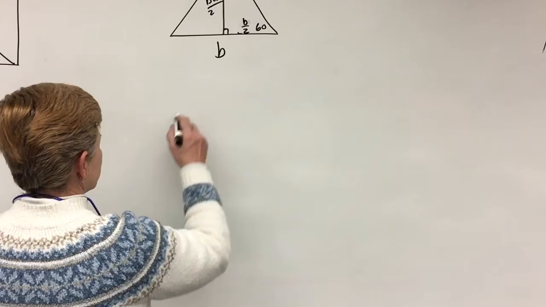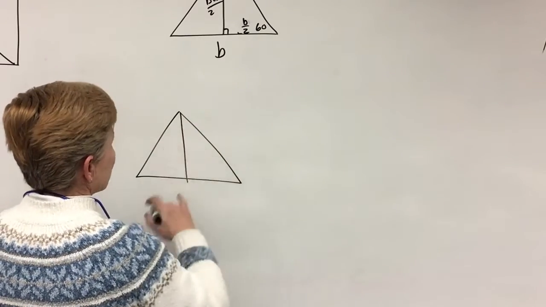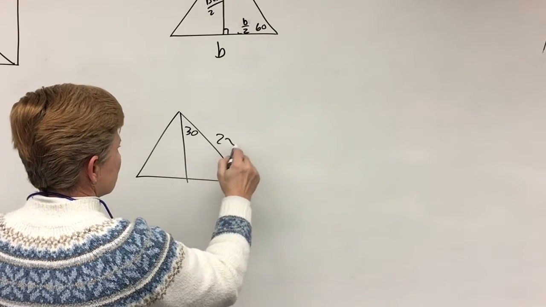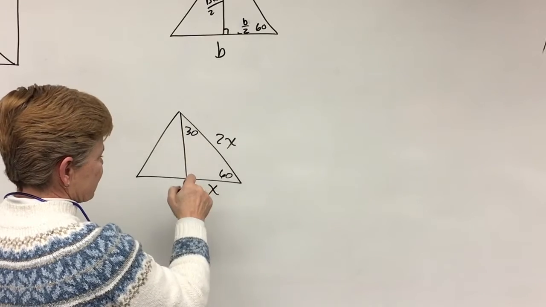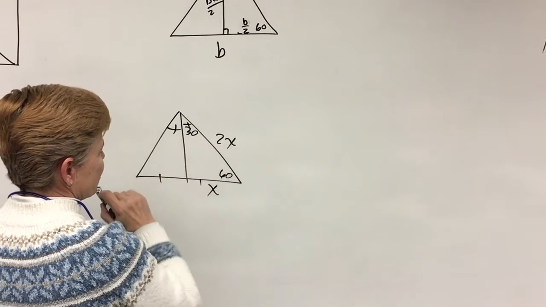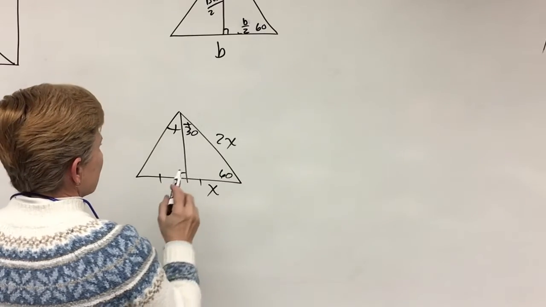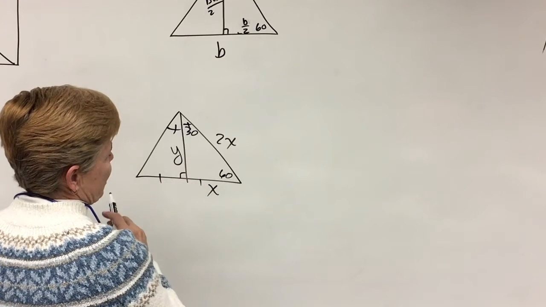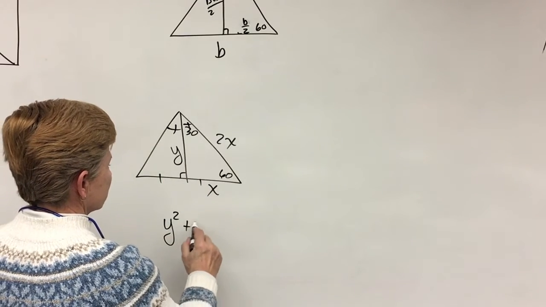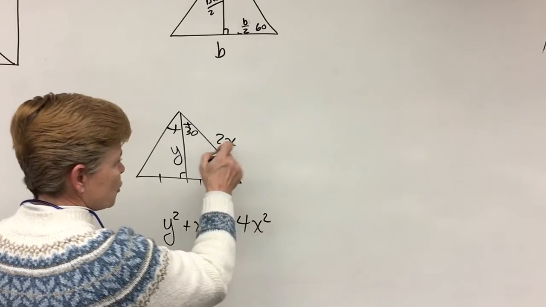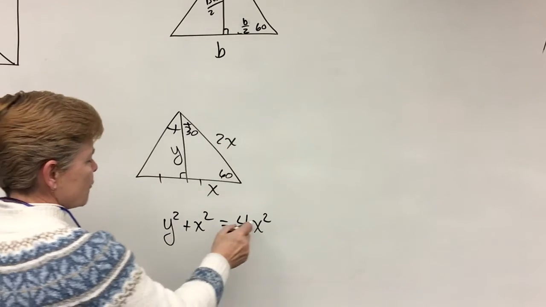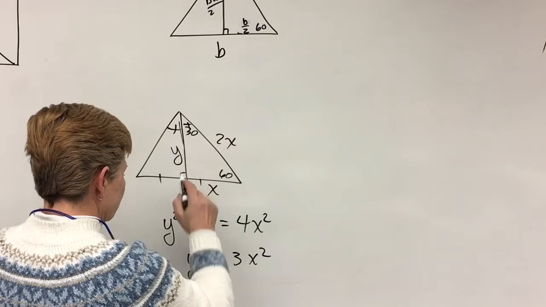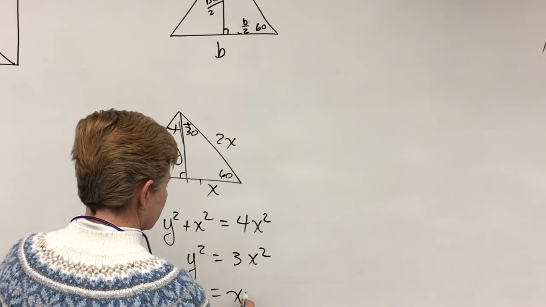Okay, in an equilateral triangle, I already got one drawn, but I'm going to come back to that one. This is a 30, 60, 90. If this were 2x, this would be x, because this line does three things. It cuts the side in half, it cuts the angle in half, that's how we know that's a 30, and it's also perpendicular. So I make this 2x and this x, that way I dodge the fraction bullet for now. If I let that be y, which is the height, then the Pythagorean theorem tells me that y squared plus x squared equals 4x squared. 4x squared minus x squared is 3x squared, so y squared is equal to 3x squared. And so y, this length right here, is x root 3.